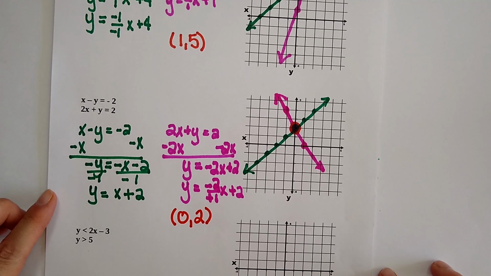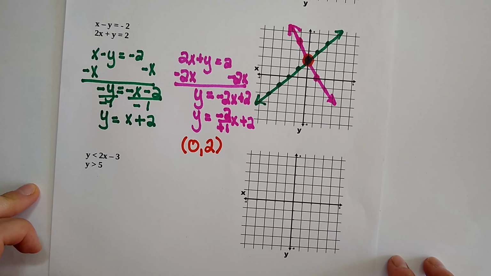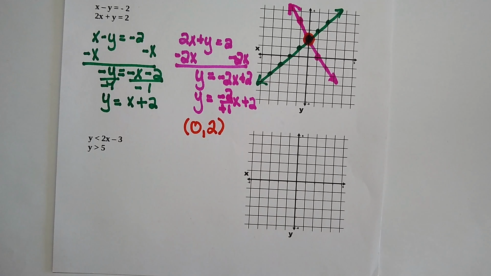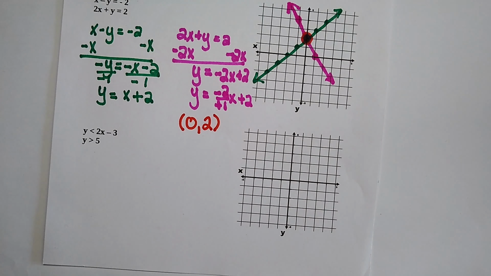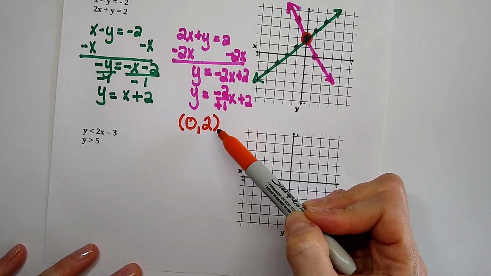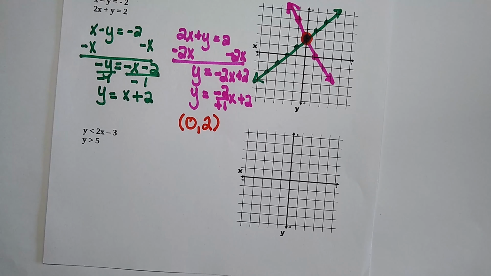This last one is an inequality. So when we are graphing an inequality to find the solutions, we are not going to have one solution the way that we had one solution right here. We're going to have an infinite number of solutions. But what we're going to do here is graph them and shade them so that we can see where the region is where they overlap.